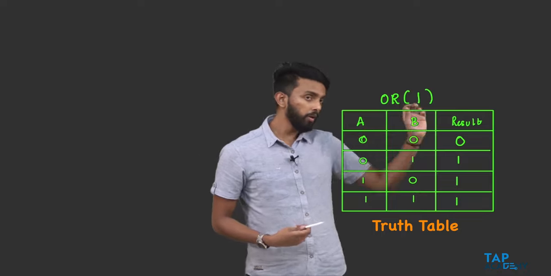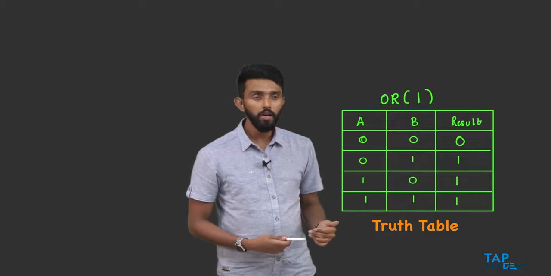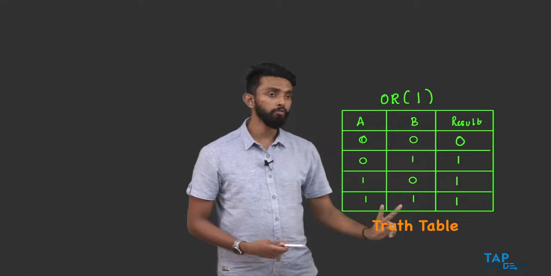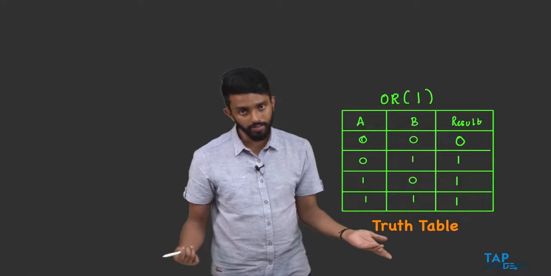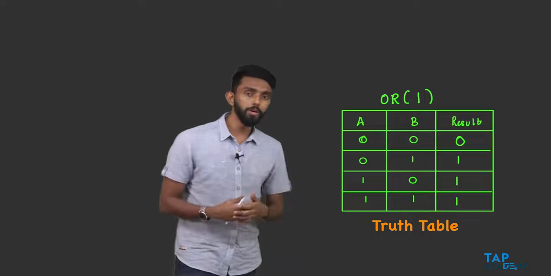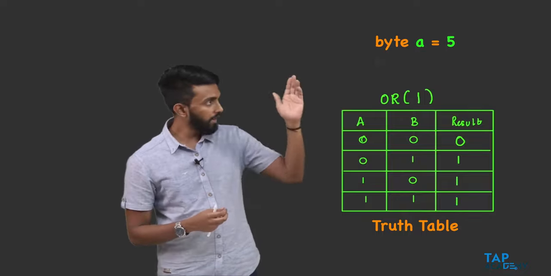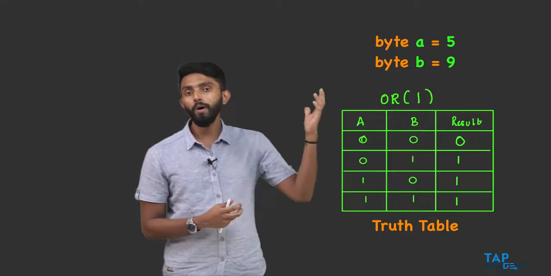So through this, you noticed that the OR operator will be 0 only if both the bits are zeros. For all other combinations, it is 1, which means if any of the bits is 1, the answer is 1. If both the bits are 1, naturally the answer is 1. Only if both of them are 0, it is 0. Now, let's assume I have two variables with me. One byte type variable A whose value is 5 and a byte type variable B whose value is 9.